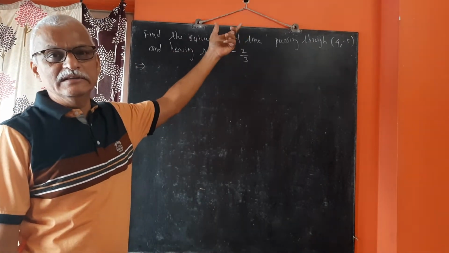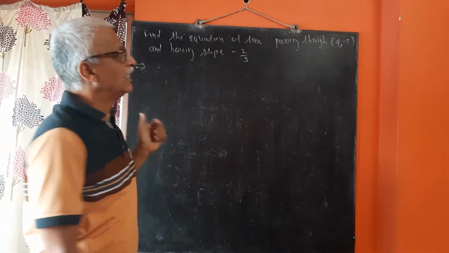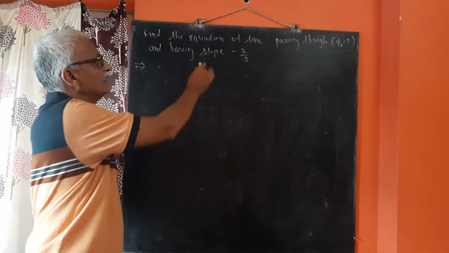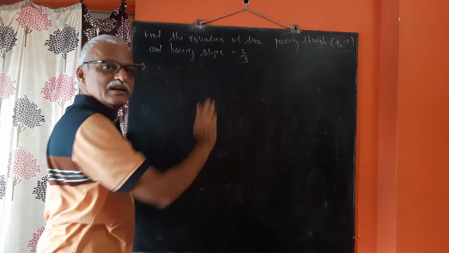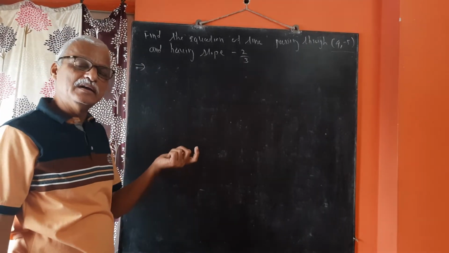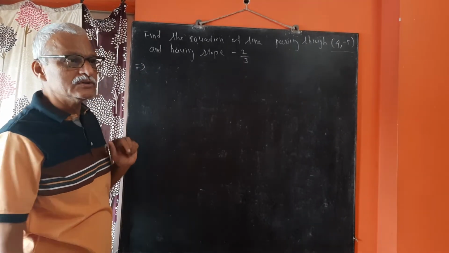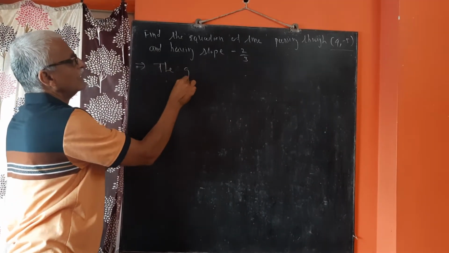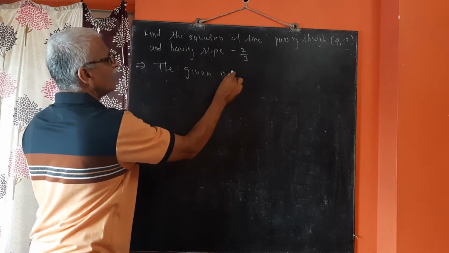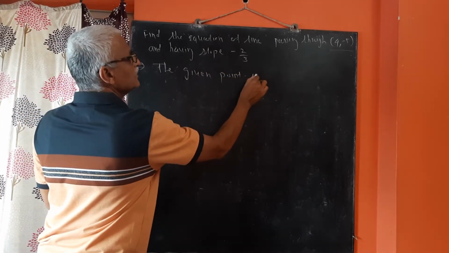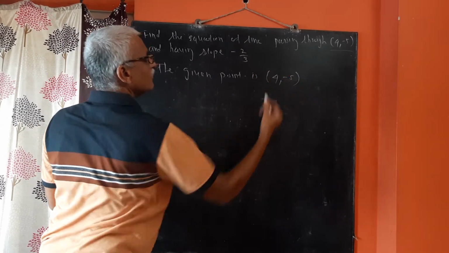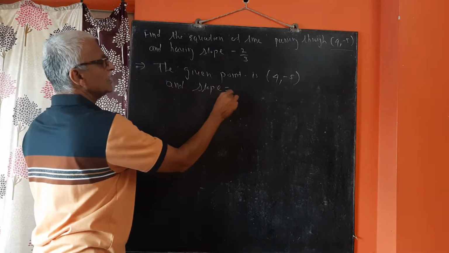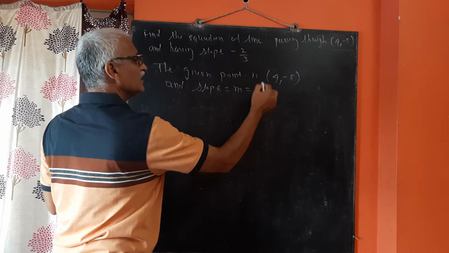So here, what we have to find? Equation of line. What is given? A point is given whose coordinates are 4 minus 5 and a slope is there which is minus 2 by 3. That means we are having a point and we are having the slope. So the given point is 4 minus 5 and slope, that means m is equal to minus 2 by 3.